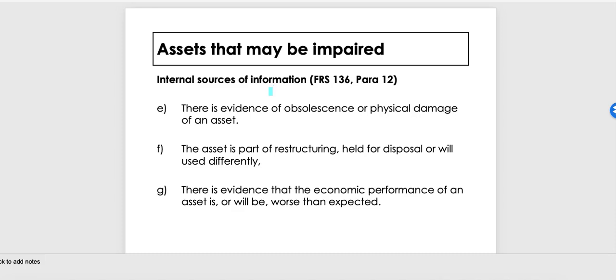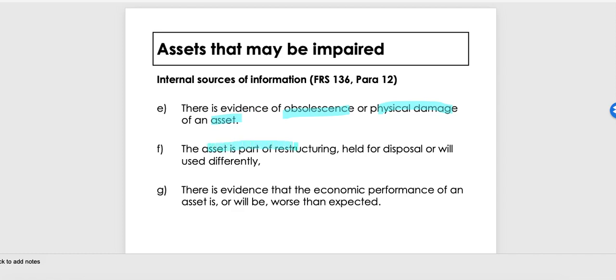These are information that comes from within the company. There is evidence of obsolescence or physical damage on the asset. Obsolescence means outdated; physical damage means the machine can no longer be used. It does not produce products as expected by the management, so that is an indication of impairment. It means that the asset is unable to be used to provide revenue for the business.